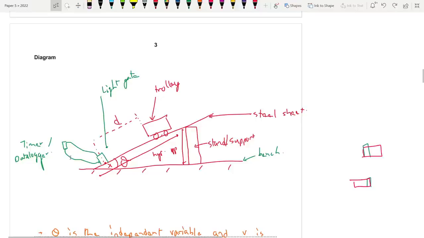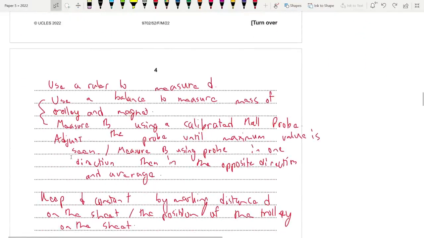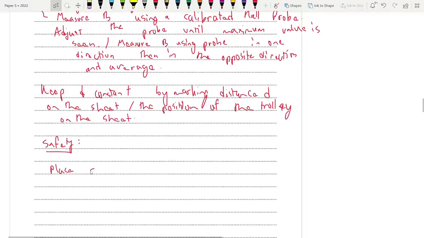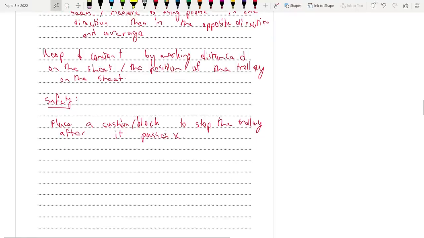Okay. So we could actually use a pillow or a cushion, you know, or we could place a block. So place a cushion or block to stop the trolley after it passes X. Okay, that's it. Right, so for safety, we need to place a cushion or block to stop the trolley after it passes X to prevent any injuries.